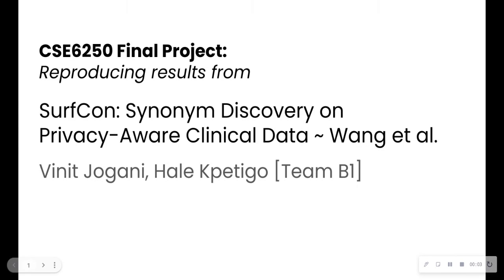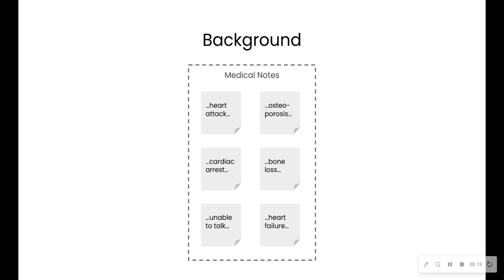I'm Vineeth. I'll be talking about our Big Data for Health project, which involved reproducing the results from this paper called SurfCon, Synonym Discovery on Privacy-Aware Clinical Data.